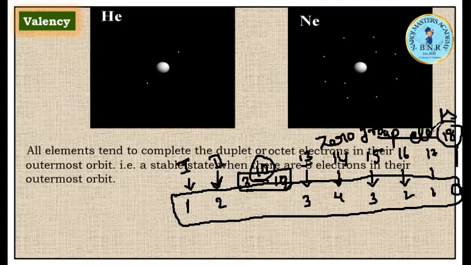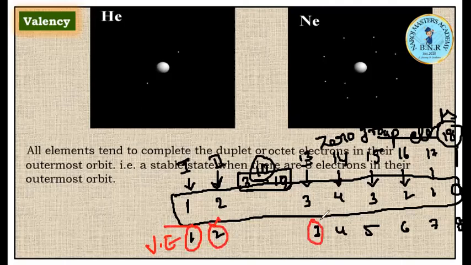Okay, zero group elements. Then what about valency electrons? It starts from 1, 2, 3, 4, 5, 6, 7, 8. If only one electron is there in its outermost orbit, then these are valency electrons. Only one electron is there, its valency is 1. If two electrons, valency 2. If 3, valency 3. If 4, valency 4.